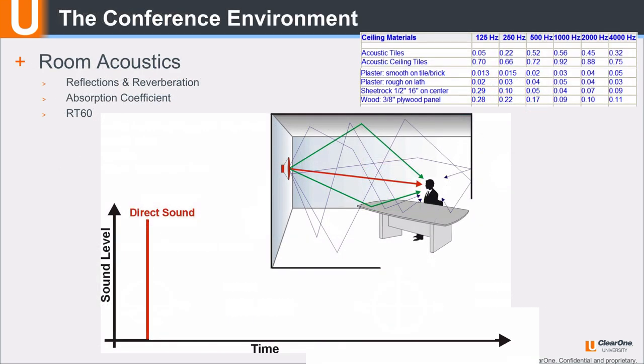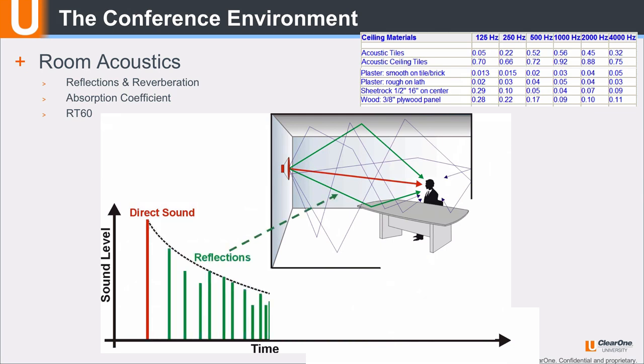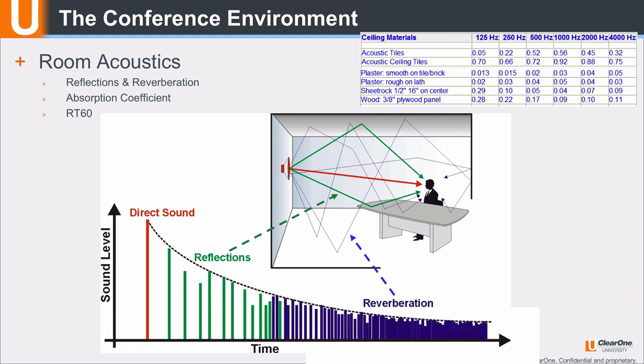Good room acoustics are key to good audio quality and intelligibility. The reflectivity of a room is a key factor. Reflections occur when sound energy bounces off of the surfaces of an enclosed space. These are the initial reflections and are short in duration. Reverberation, however, is continuous reflections that over time sum together to create a single stream of audio that persists after the original sound ceases.